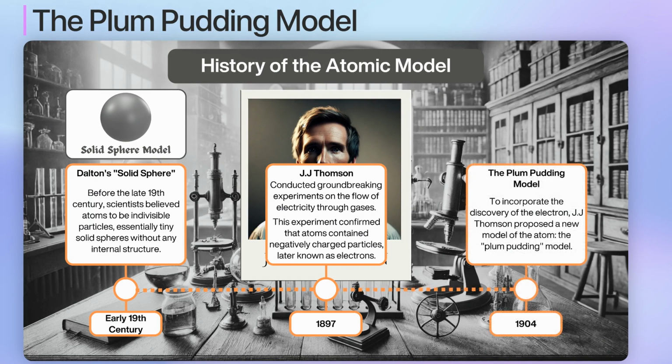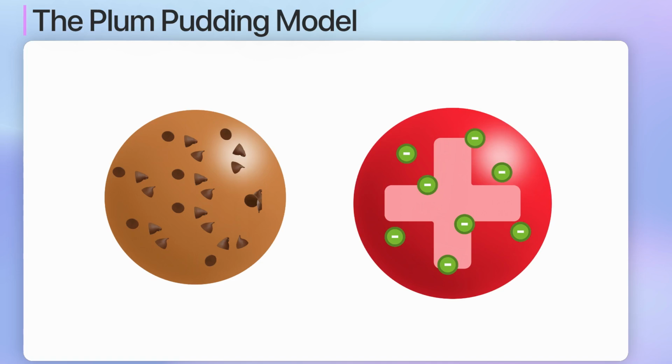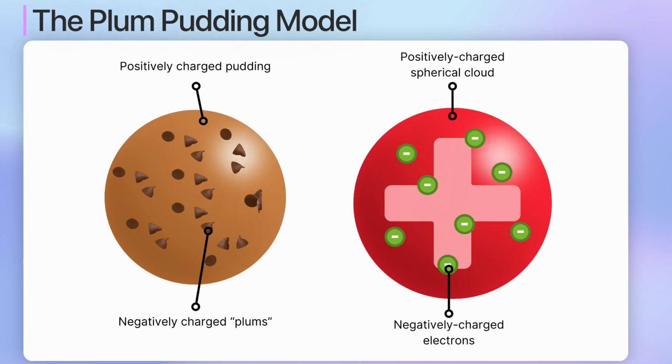Then, in 1904, to incorporate the discovery of the electron, JJ Thomson proposed a new model of the atom known as the Plum Pudding Model. According to this model, an atom consists of a positively charged sphere or pudding with negatively charged electrons or plums embedded within it, much like raisins in a pudding.